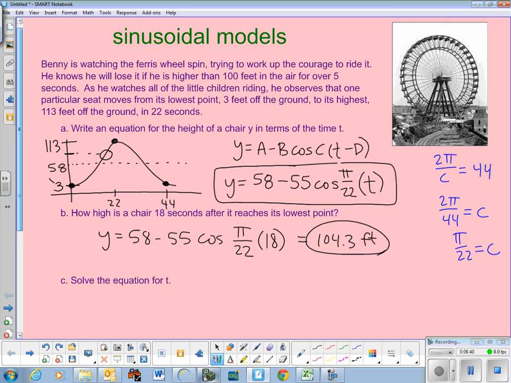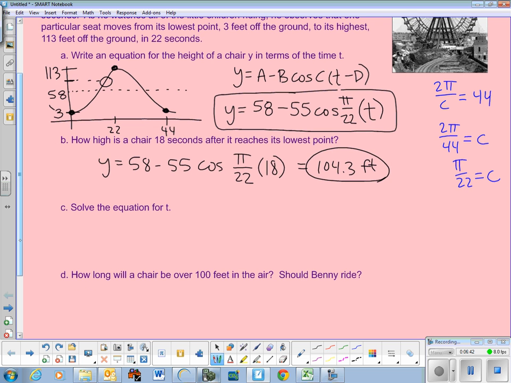Now, this next process is where we need to reverse. We need to solve this thing for t so that we can plug in a height and see at what time period we are going to be at this height. All right, so solving this thing for t. I'm going to subtract 58, and I'm going to divide by negative 55 to get it down to just cosine of pi over 22t. You can have parentheses around just the t or around all of that. We're taking the cosine of all of it.